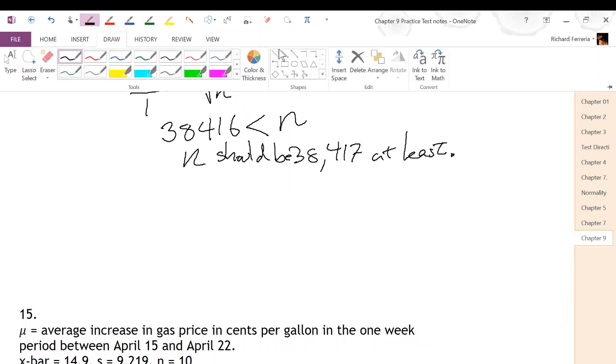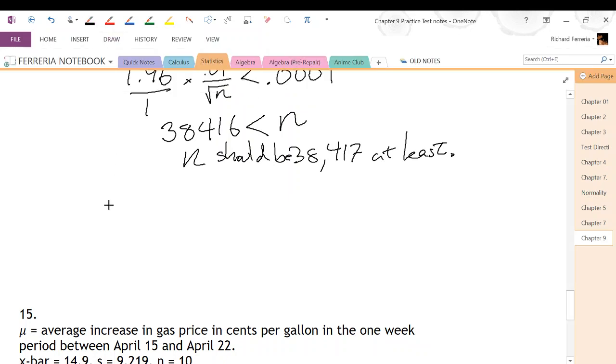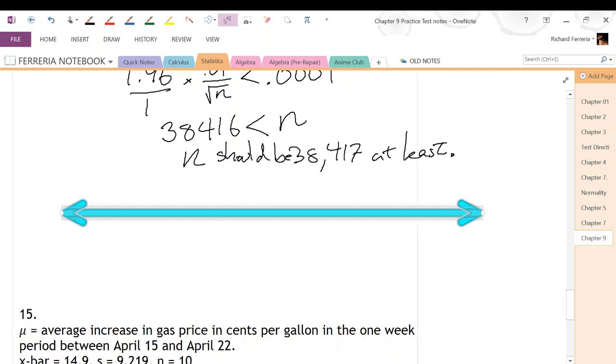Let's imagine we have a number line with our... I don't know why I chose that color for the number line. That's embarrassing.